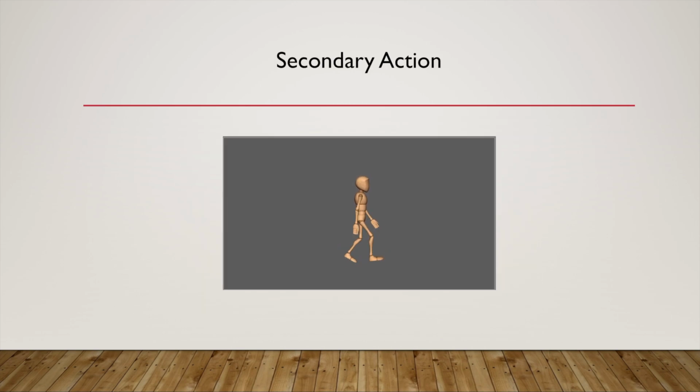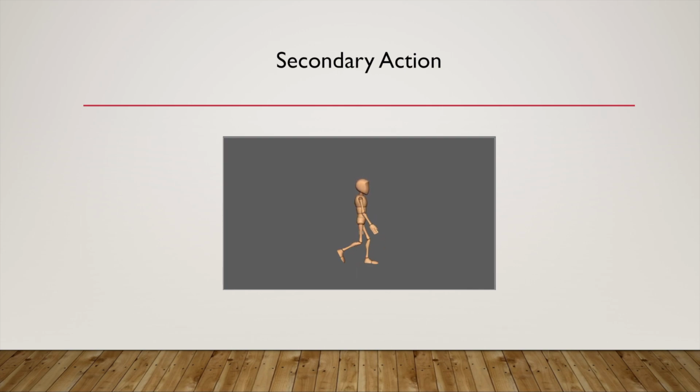Number 8 is the secondary action, and it's defined as the gestures that support the main action by adding more dimension to the animation. It is a result of the main action, and it is an added effect that enhances the primary action. So for example, you can see that the legs move in this bottom animation, but once you add the arms, it becomes more realistic and more dynamic.